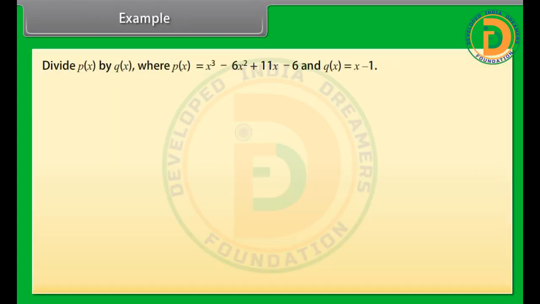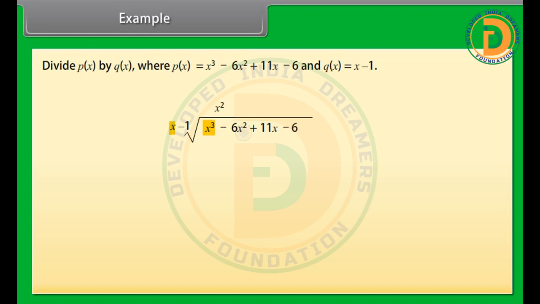Example: divide P(x) by Q(x), where P(x) is equal to x cubed minus 6x square plus 11x minus 6 and Q(x) is equal to x minus 1. We can write it this way also. The next step is to divide the first term of the polynomial. The first term should be the one with the highest power by the x part of the factor. In this case, you divide x cubed by x to get x square, which you then write at the top of the division bar.